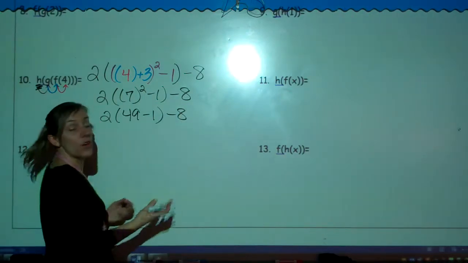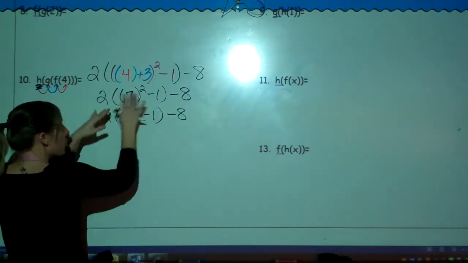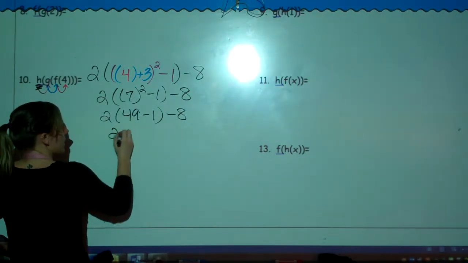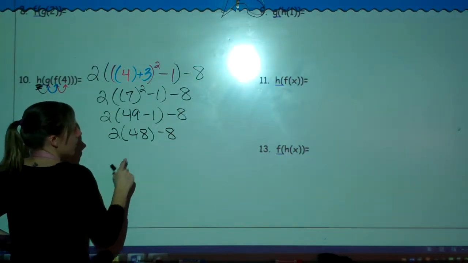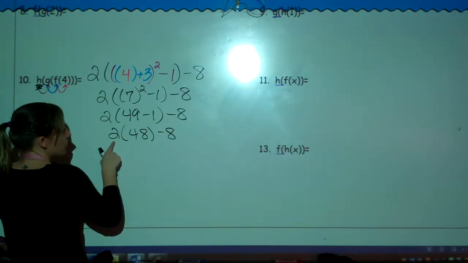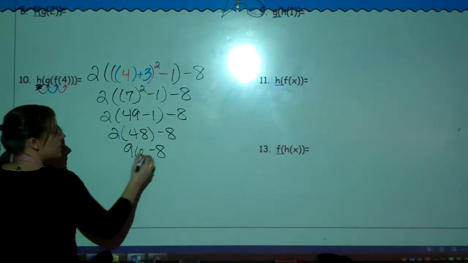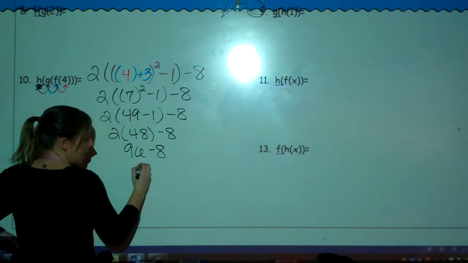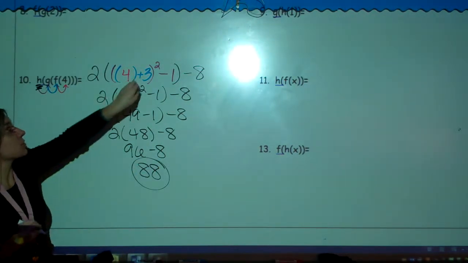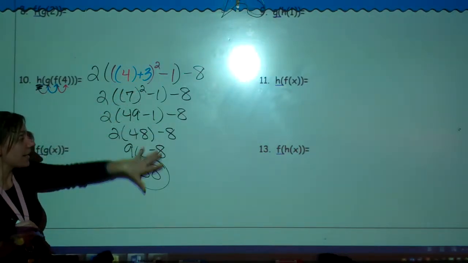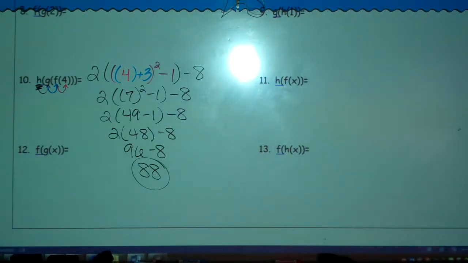And the nice thing, if you have a graphing calculator, you could put this whole thing in if you wanted. Or you could work it out a little bit until it got a little bit cleaner. 49 minus 1 is 48. Okay, 48 times 2 is 96. And 96 minus 8 is 88. Okay? So again, we just work order of operations from the inside out. Okay, or your calculator can put it all in and get it all out.